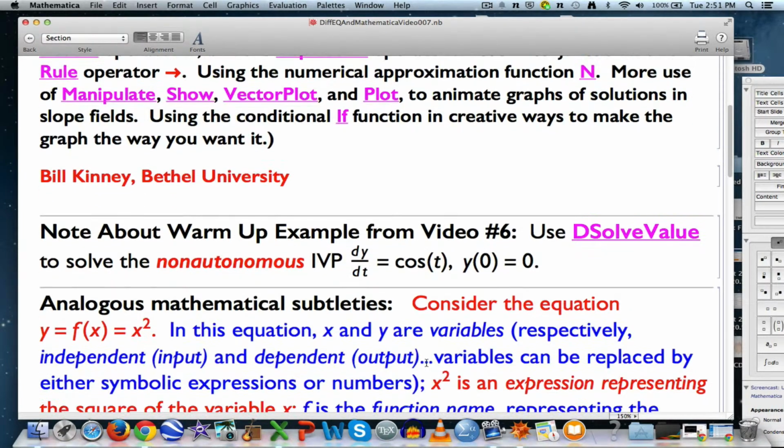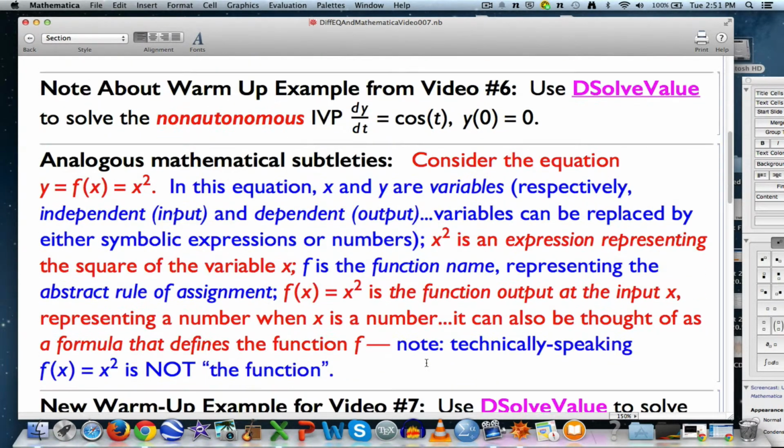All right, here we get into the content now. I thought it would be helpful to perhaps go through some analogous mathematical subtleties related to the Mathematica subtleties we'll talk about. Alright, so listen carefully. Think with me here. Consider this kind of equation. y equals f of x equals x squared. Okay, the typical kind of equation you'll see in a pre-calculus class or algebra class.